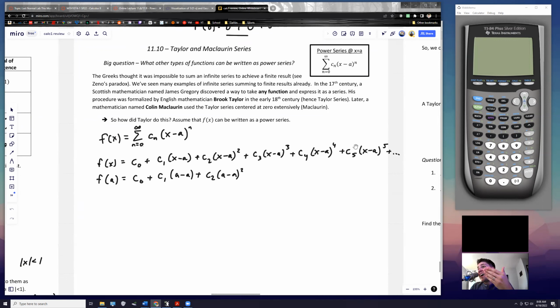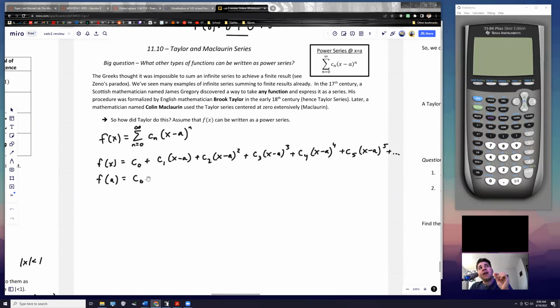But why is plugging in a cool or useful? Well, if I plug a into x minus a, it will be 0. And I will get C0 plus C1 times 0 plus C2 times 0. Basically, this will go to 0, this will go to 0, 0, 0, 0, and all of this will be 0. So essentially what I'm saying here is that if you plug the center into a power series, all the terms will be 0 except for the leading coefficient. And again, why do we care about that, or why is that useful?